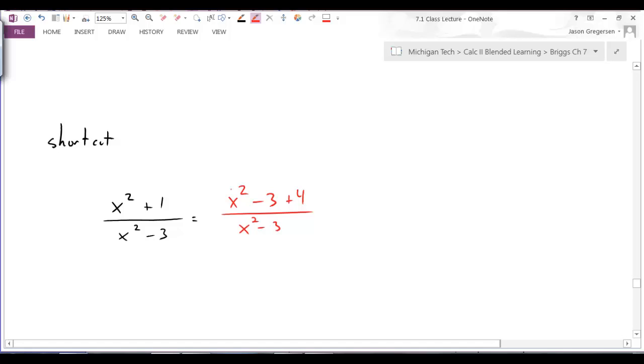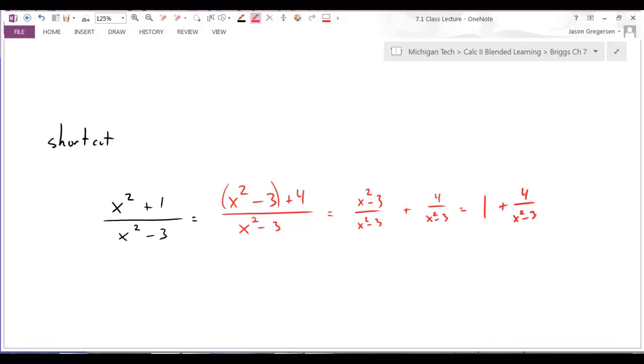But now I can really write this as two fractions. I can write this as x squared minus 3 over x squared minus 3 plus 4 over x squared minus 3. And then I can see it simplifies nicely to 1 plus 4 over x squared minus 3. That's what I would get if I did the polynomial long division. So in the case where the degrees of the polynomials are the same in the numerator and denominator, that's a little trick I can use. Any questions about that one?